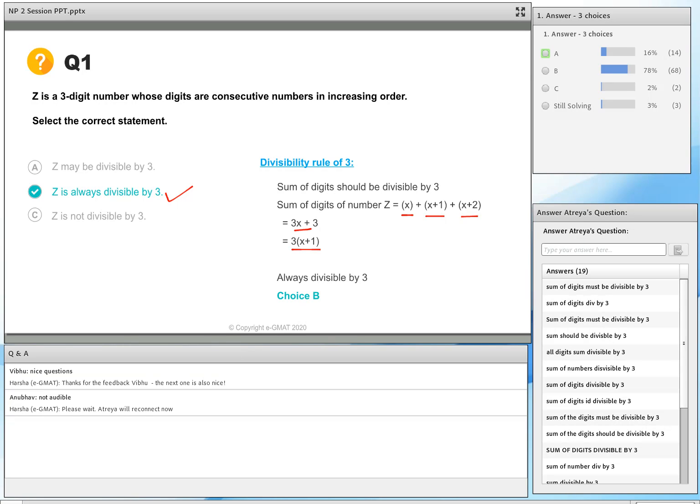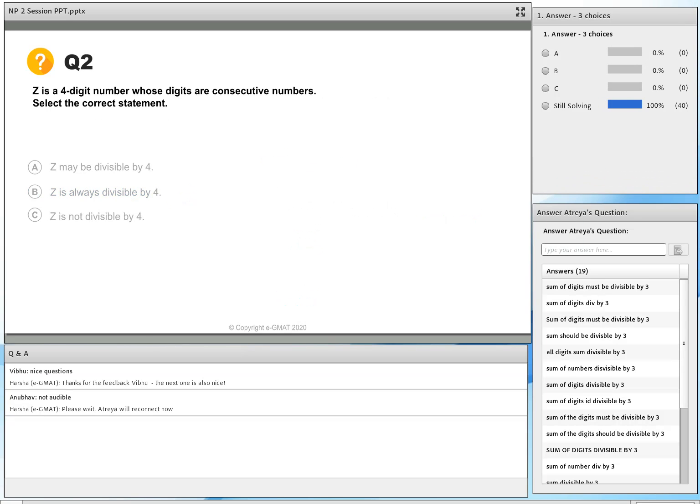The next question is also around the same line. So what I'm going to do is I'm going to clear all the answers for this. Please mark as still solving. Let's move on to the next question real quick. Very quickly, please mark as still solving, guys. All right. So we have the next question on your screen. All the best for this one.